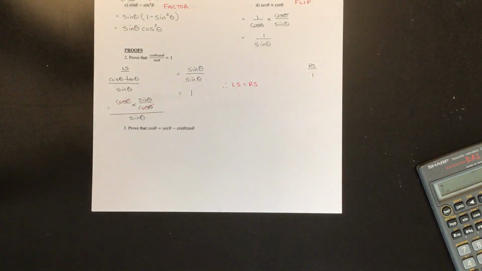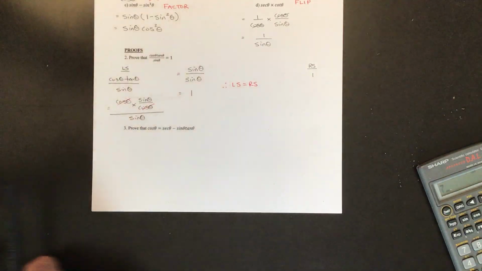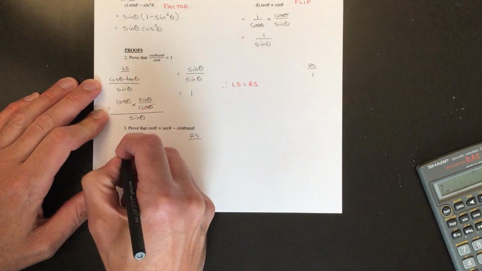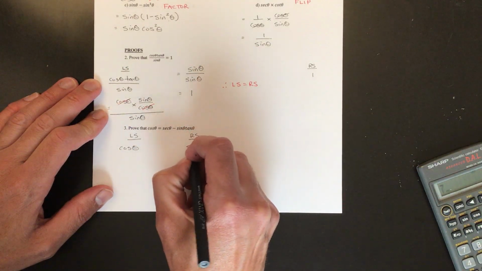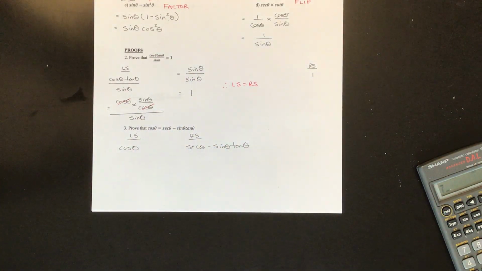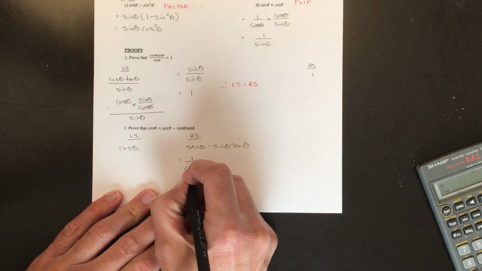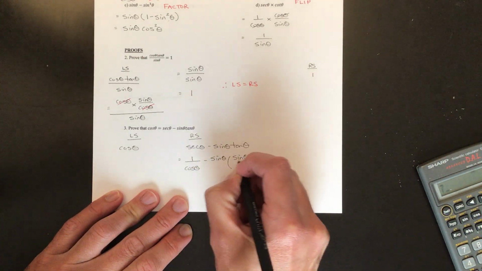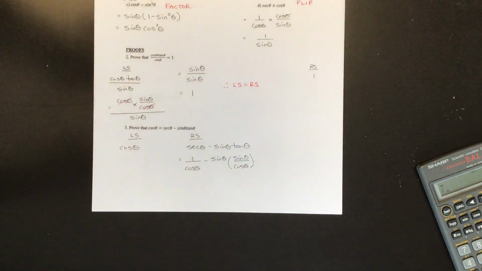Moving on to number 3. Again, we're going to convert this into left side and right side. My left side is cos theta. My right side is secant theta minus sine theta tan theta. So again, start with the more complicated side. Step 1, get everything in terms of sine and cos. So secant, I know, is 1 over cos, minus sine theta times tan, which is sine over cos. So step 1, done.